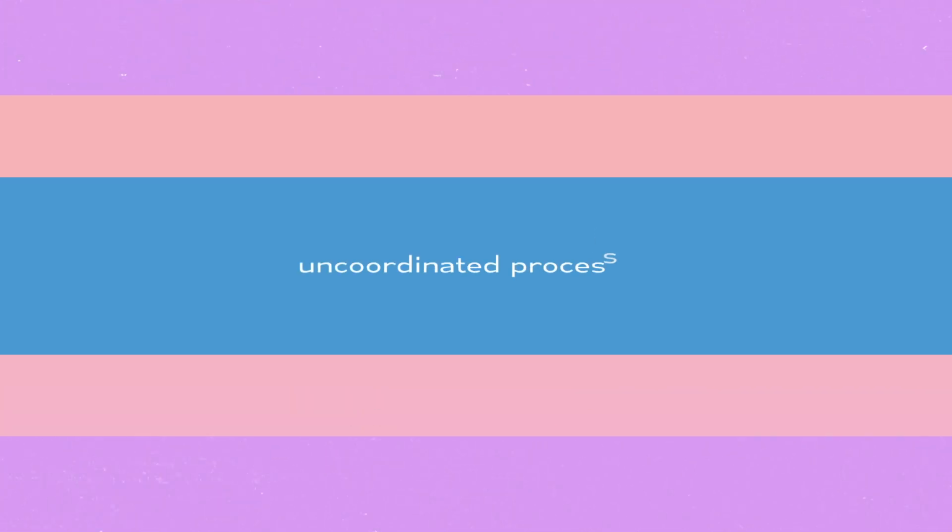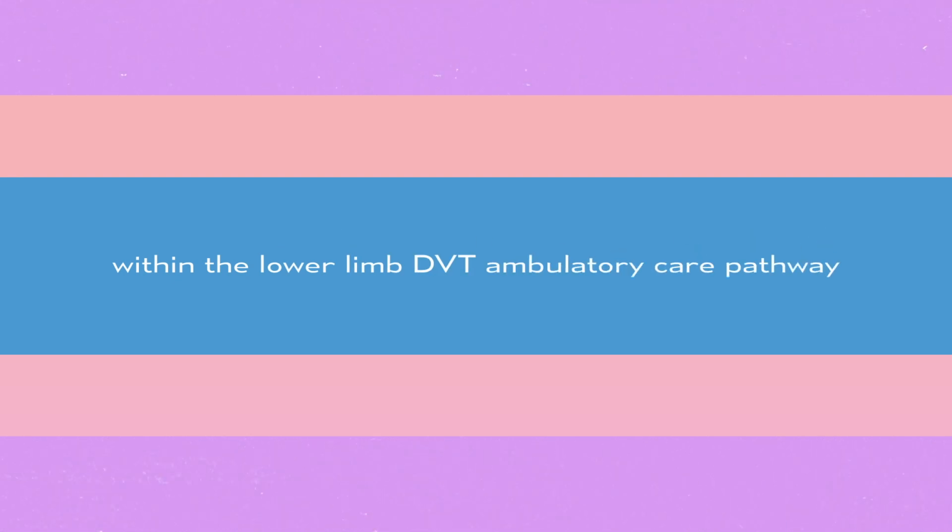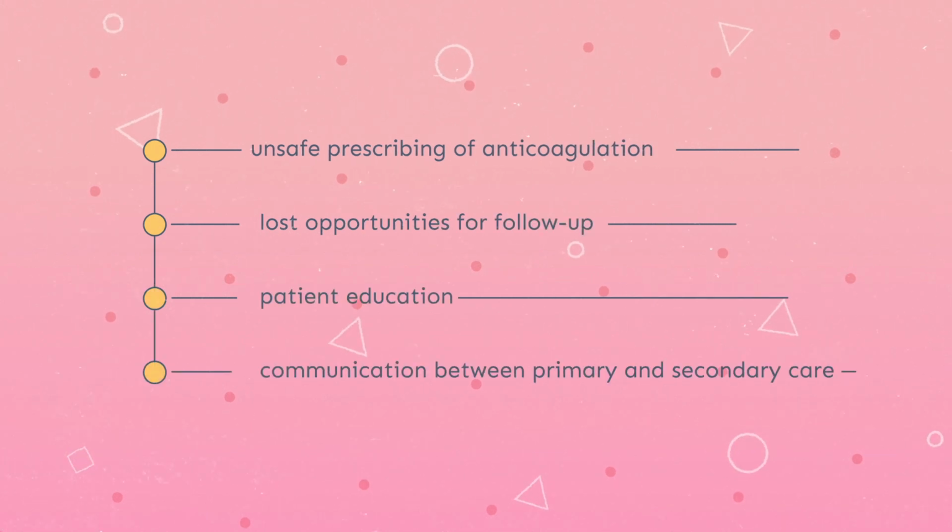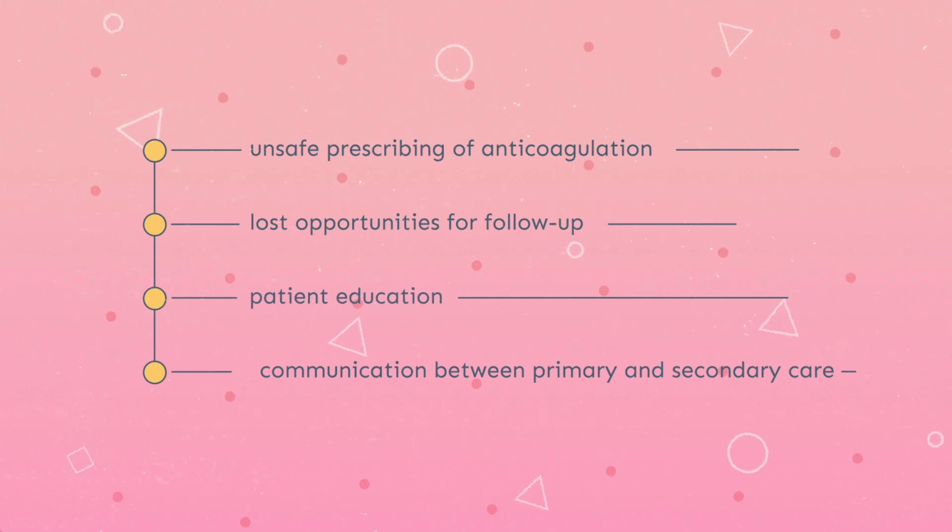Recent incident reports have identified uncoordinated processes within the lower limb DVT ambulatory care pathway, resulting in unsafe prescribing of anticoagulation and lost opportunities for follow-up, patient education, and communication between primary and secondary care.